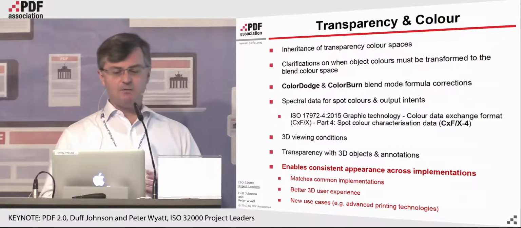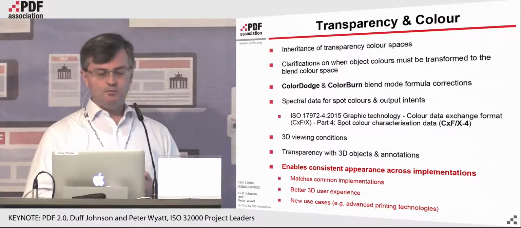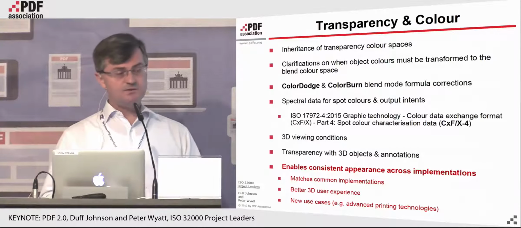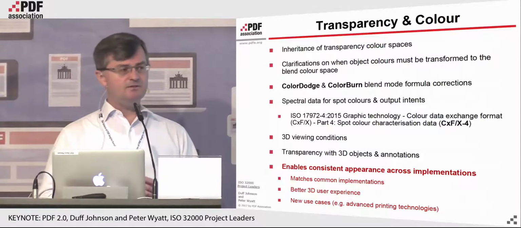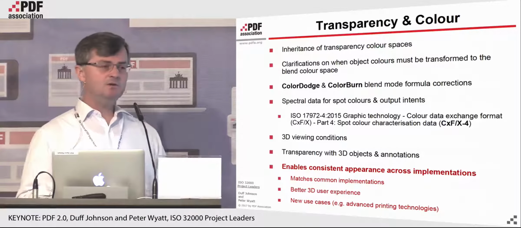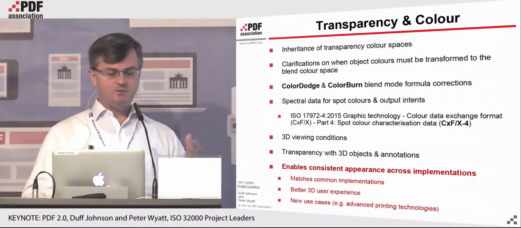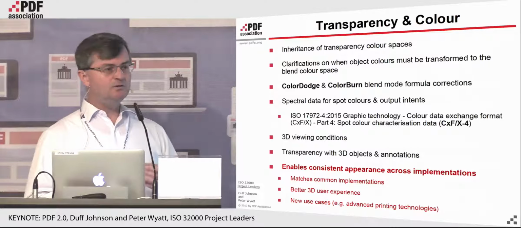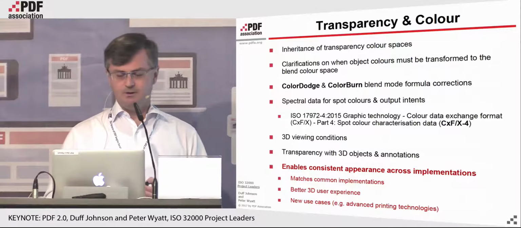We have some minor corrections to the colour dodge and colour burn blend modes. We added support for spectral data, again an ISO spec coming out of TC130, the graphic arts community. This is CXF/X-4 data. We have 3D viewing conditions, so the 3D models are now much more clear as to how colour should be managed in those 3D models. And we've also introduced transparency with 3D objects and annotations, as I mentioned earlier.